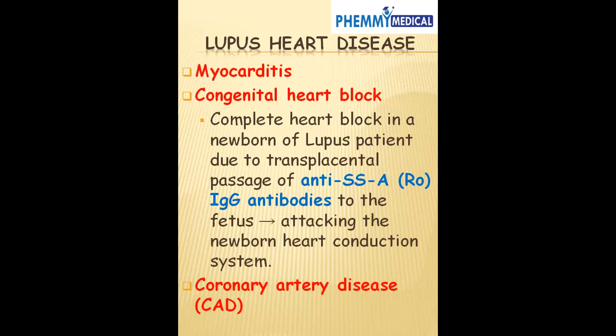And the last lupus heart manifestation that we have here is coronary artery disease. So lupus can also affect the coronary arteries, thereby leading to ischemic heart disease, right? And these are the lupus heart manifestations, or the cardiac manifestations of lupus.